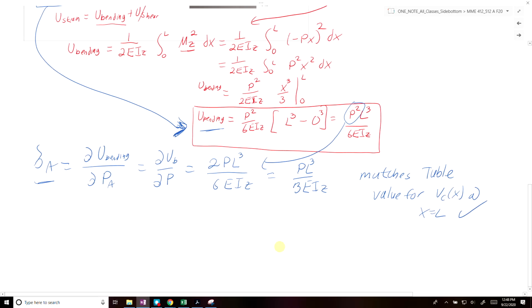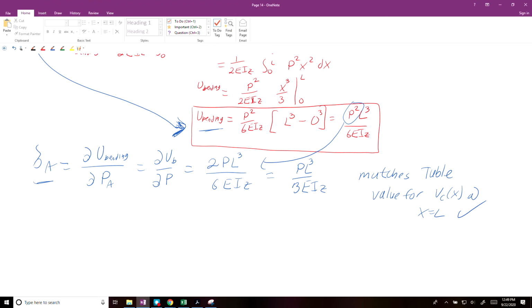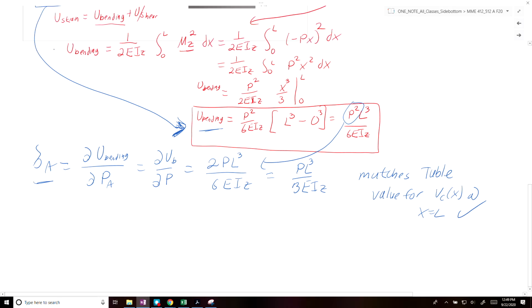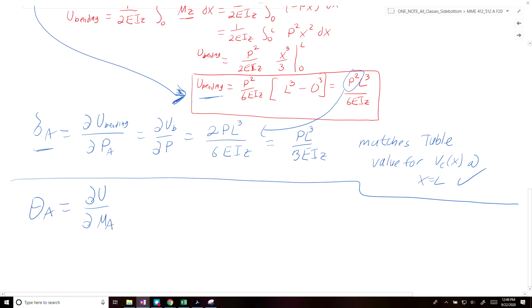All right, so the second part of the problem asks us to find the slope at x equals 0. All right, so that one is a little bit trickier. So we know that the slope at point A is equal to the derivative of U with respect to the moment applied at point A. The issue here is that there is currently no moment being applied at point A at all in the system.